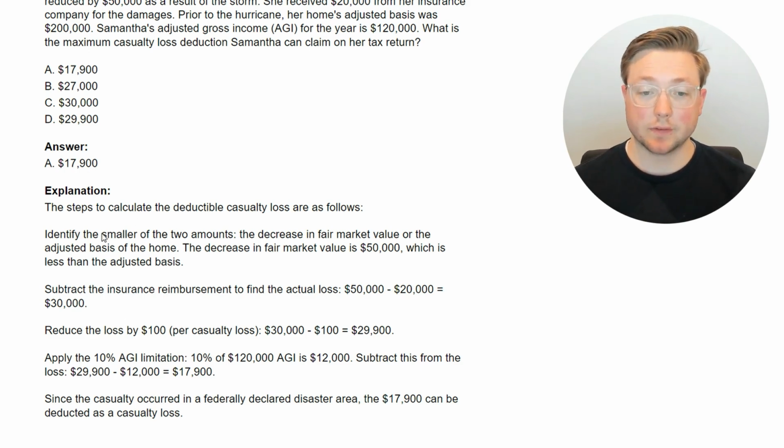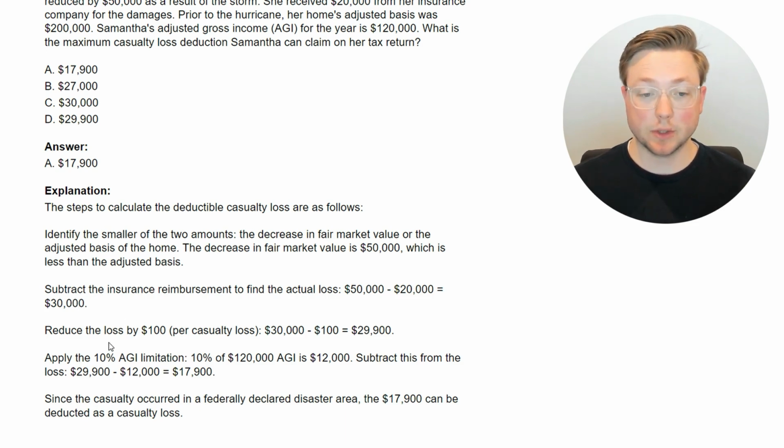So first, you have to identify the smaller of the two amounts, either the decrease in fair market value or the adjusted basis of the home. So in this case, the decrease in fair market value was $50,000, and that's less than the $200,000 adjusted basis, so that's what we start with. Then you subtract the insurance reimbursement to find the actual loss. So you take the $50,000 less that $20,000 insurance reimbursement, and that's $30,000. So that's the actual casualty loss right there.